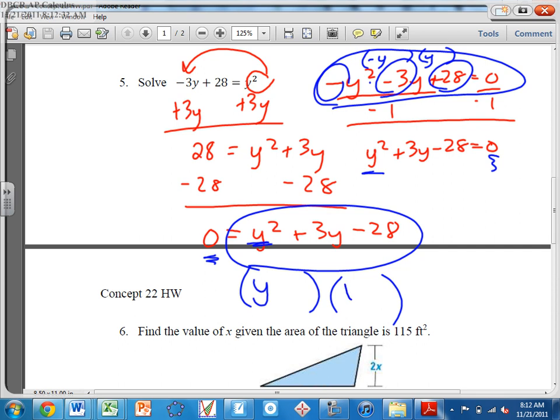What do you get here? +7 minus 4. Very good. Okay, so your answer should have been -7 and +4. Again, should have been -7, do the opposite of these, and +4.